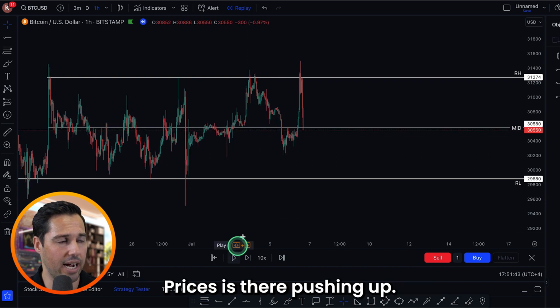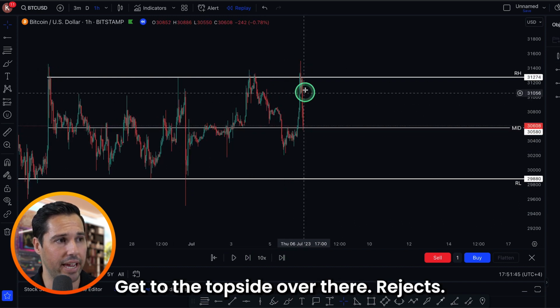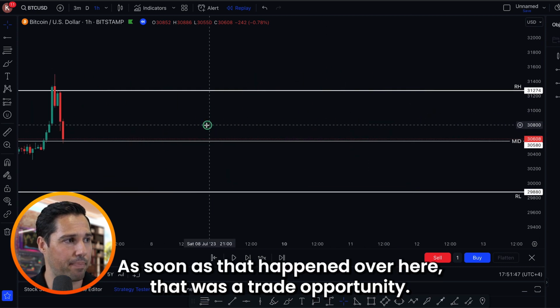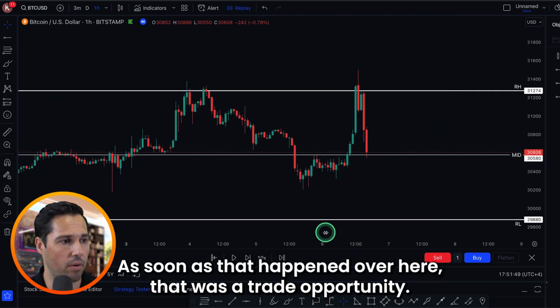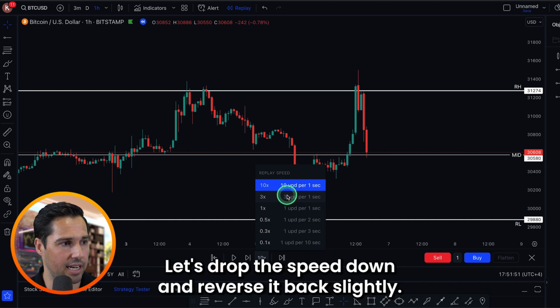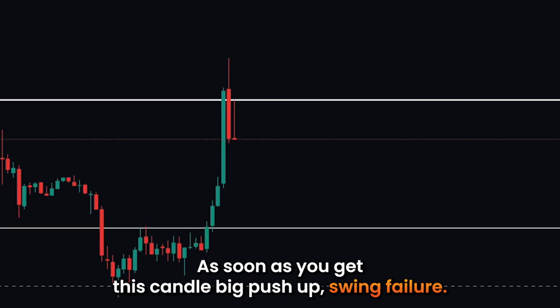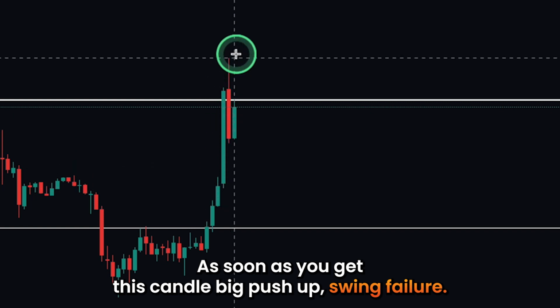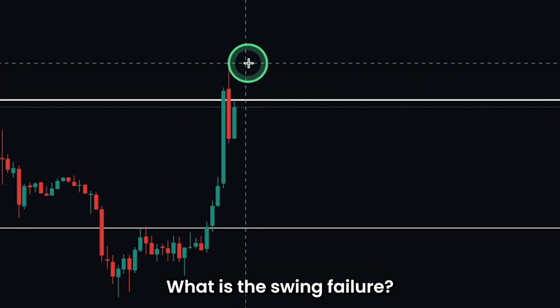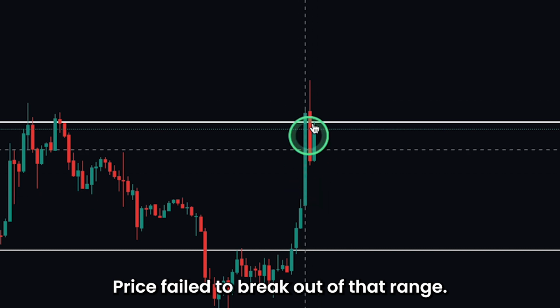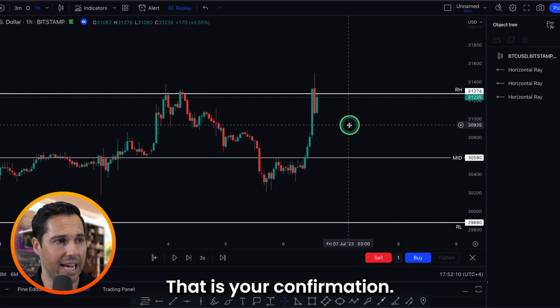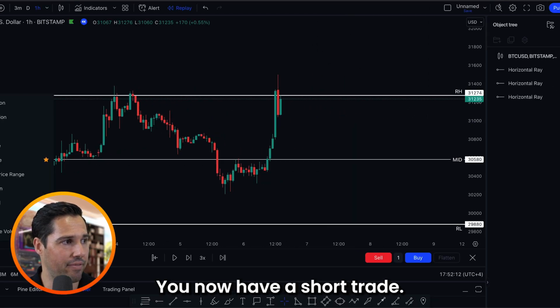Price is there pushing up, gets to the top side over there, rejects. As soon as that happened over here, that was a trade opportunity. I'm going a little bit fast. Let's drop the speed down and reverse it back slightly. So there we go. As soon as you get this candle, big push up, swing failure. What is a swing failure? Price failed to break out of that range. That is your confirmation. You now have a short trade.